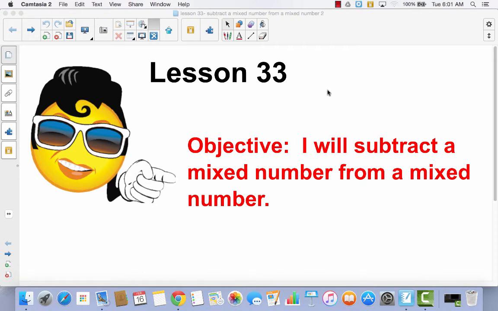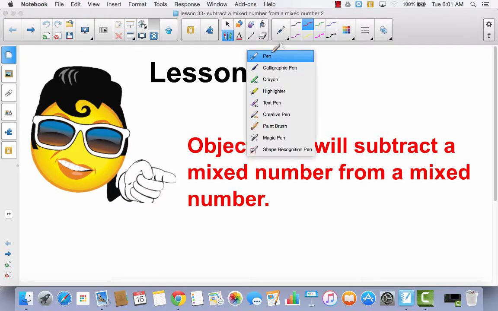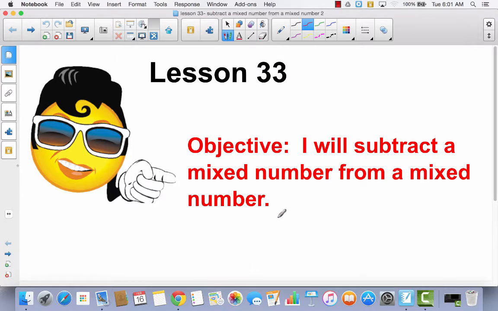Lesson 33, I will subtract a mixed number from a mixed number. So in our last lesson, in lesson 32, we subtracted a fraction from a mixed number. So let's talk about what the difference here is going to be. Today we're going to be subtracting a mixed number from a mixed number. So we may have something like 5 and 6/8 minus 3 and 3/8. So we're subtracting a mixed number from a mixed number.